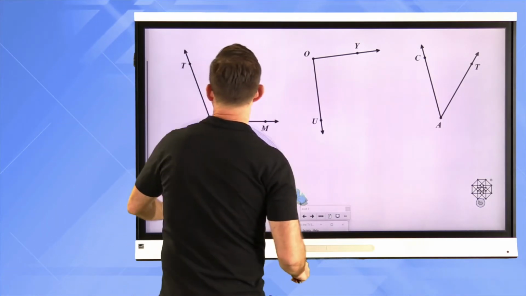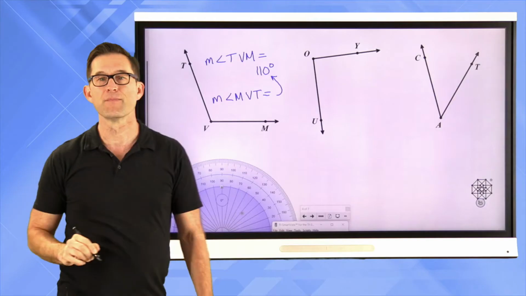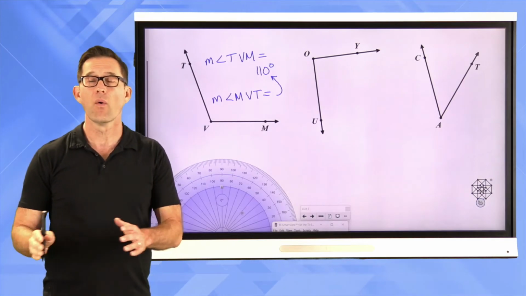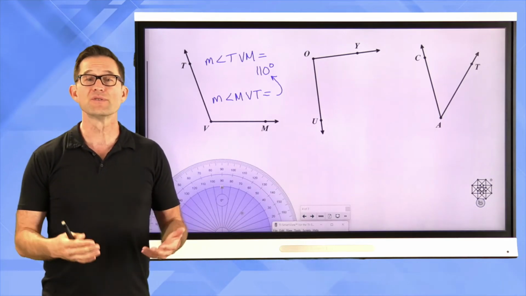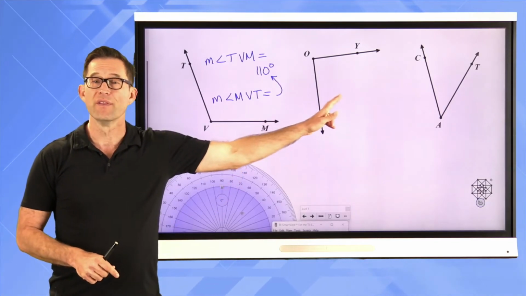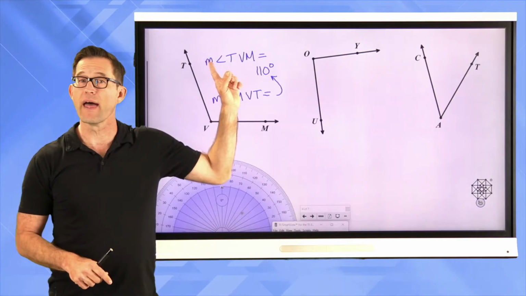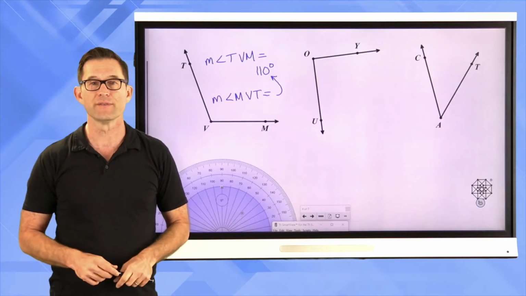So this is a 110 degree angle, and I'm going to say the measure of angle TVM is 110 degrees. Or you could say that the measure of angle MVT equals 110 degrees. All right? Doesn't matter whether you say TVM or MVT, but the directions did say use the three-letter naming system. All right, what I'd like you to do is go ahead and measure this angle, that angle, and then write down their measurements using the proper notation. Don't forget the little M in front of the angle symbol for measure of.